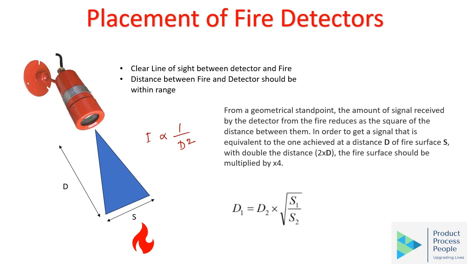Because the surface area is getting decreased, the viewing angle is getting decreased, and this is the formula that is normally used. So if you have a detector at a distance d1 and after some time the distance changes to d2, the surface area changes from s1 to s2. So if you know s1, then you can know s2 by knowing d1, d2 and s1.